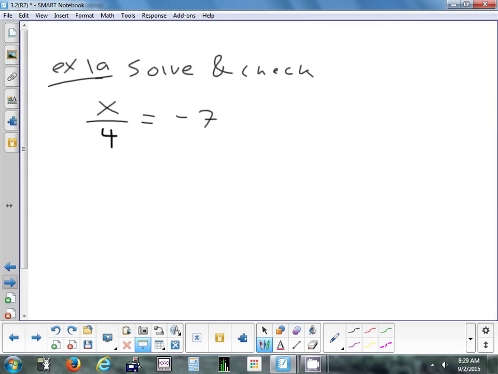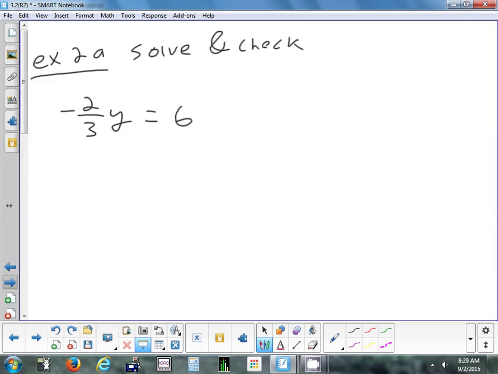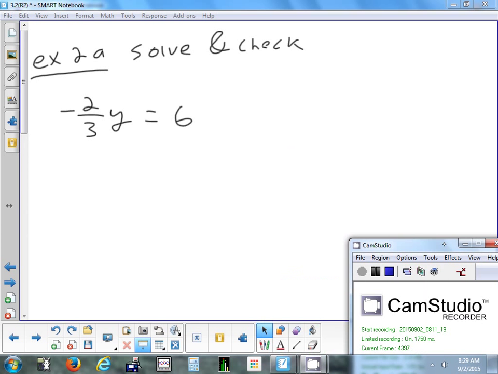We just did this one, guys. 1A, we don't have to worry about that. Next, 2A says solve and check. I want you guys right now to write this down and solve it on your own in your notes. Similar to what we just did, but last one we had a number and then a variable on the bottom. This one we have numbers on both the top and the bottom, as a numerator and the denominator.